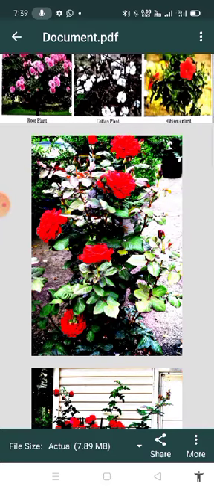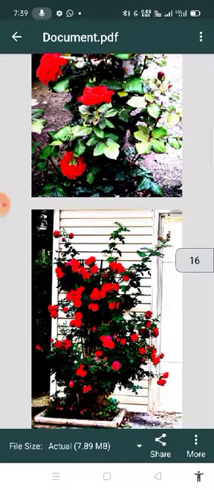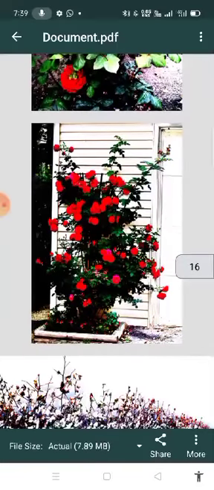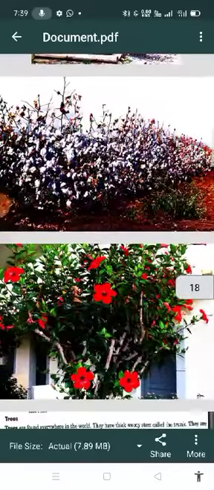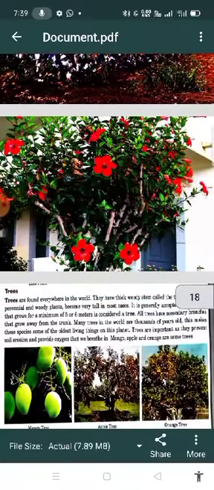Some branches are covered with flowers of all shapes and sizes. Many shrubs have small branches with many leaves growing close together, which are often reduced in size. Rose, cotton and hibiscus. So these plants are called shrubs.